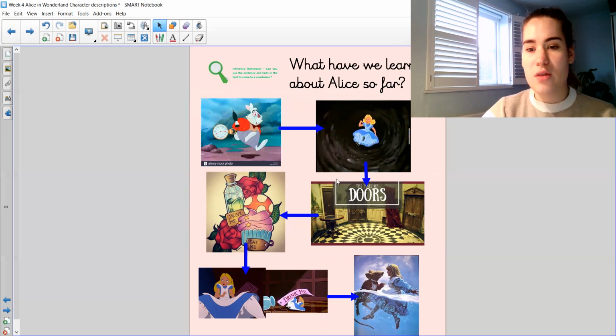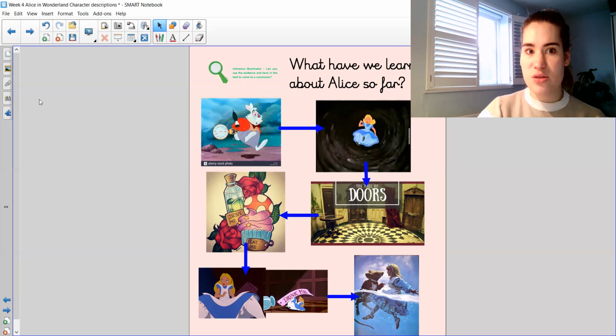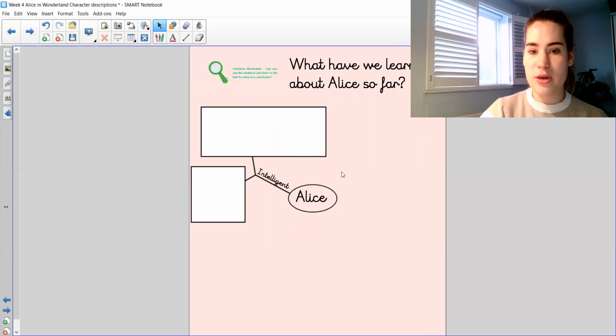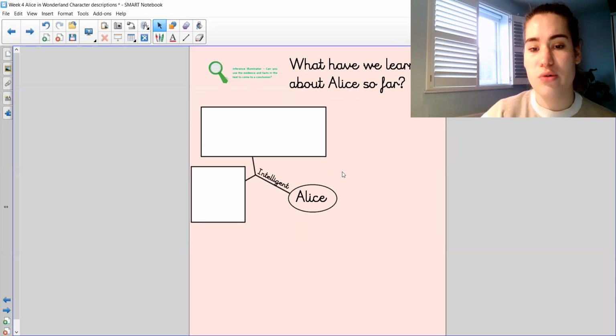Okay, and then when she fell down the rabbit hole, what kind of impression did we get there? What did we infer about Alice's personality? I wonder if you can remember. Okay, so maybe you're thinking that she was quite brave, because she wasn't very scared, was she, when she fell down the rabbit hole? We're going to be using all of this today to think about what we've learned about Alice so far. So we're going to be creating a little bit of a mind map, another graphic organizer for us all to organize this information about Alice.